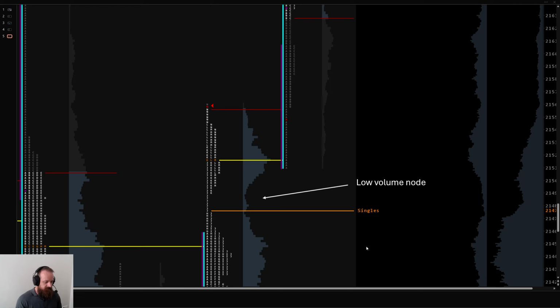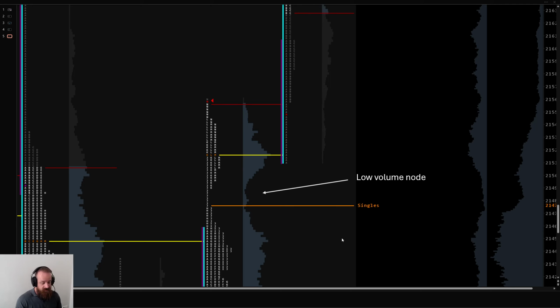I also have marked out single prints. Single prints I see as gaps that could be filled. Doesn't necessarily mean it's gonna get filled because the single print can stay there for a couple of days and eventually the price will come down and fill that gap or fill that single print.